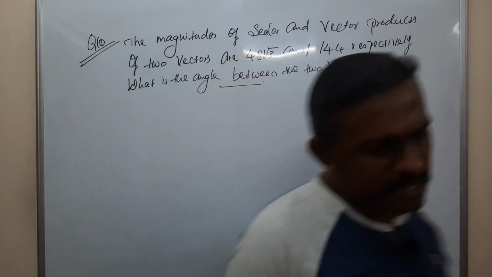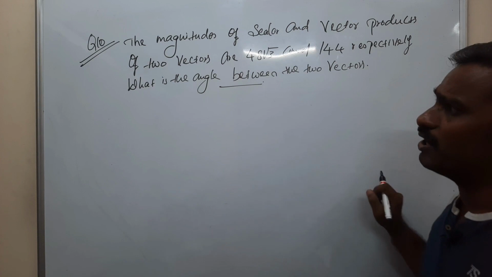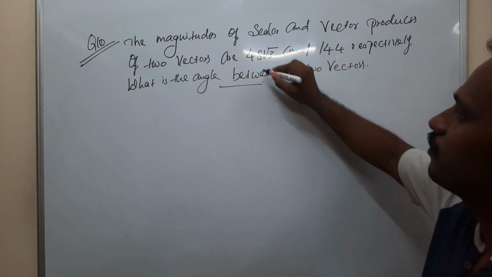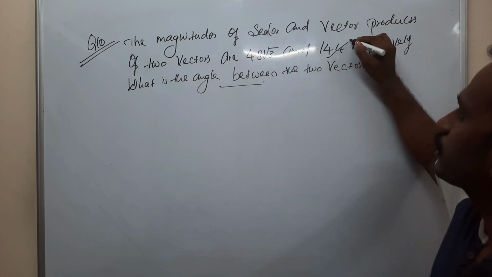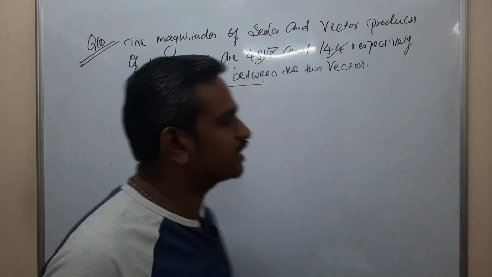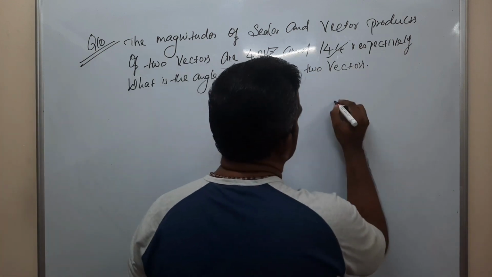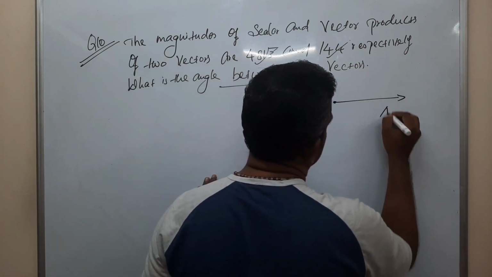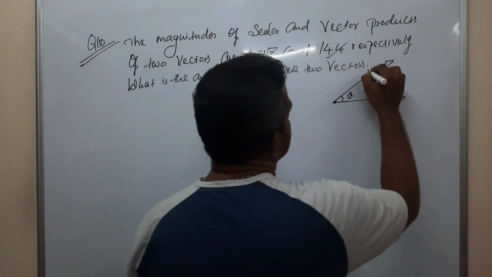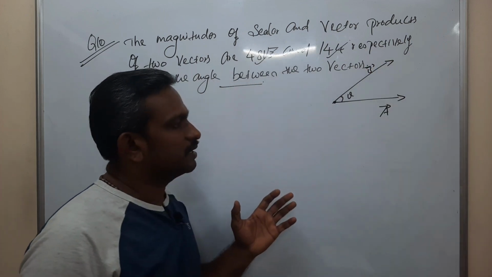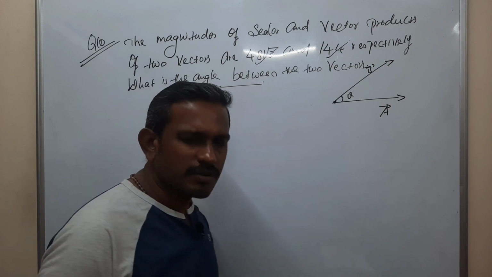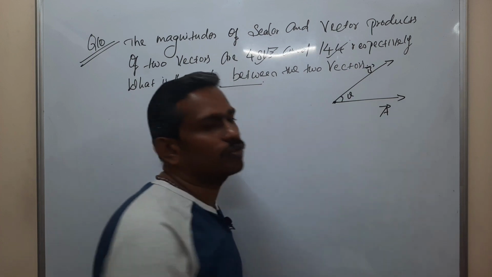Suppose A vector and B vector are two vectors. The magnitude of the dot product is 48 root 3 and the magnitude of the cross product is 144. We have to find the angle between A vector and B vector. This is A vector and this is B vector, inclined at an angle theta. We have to find this angle theta.